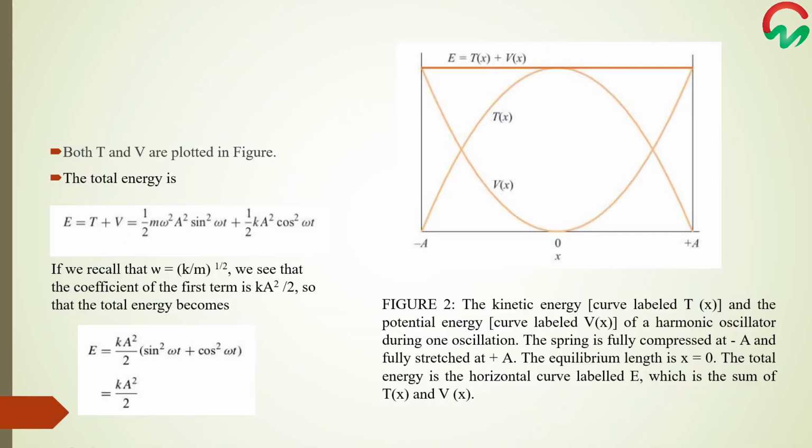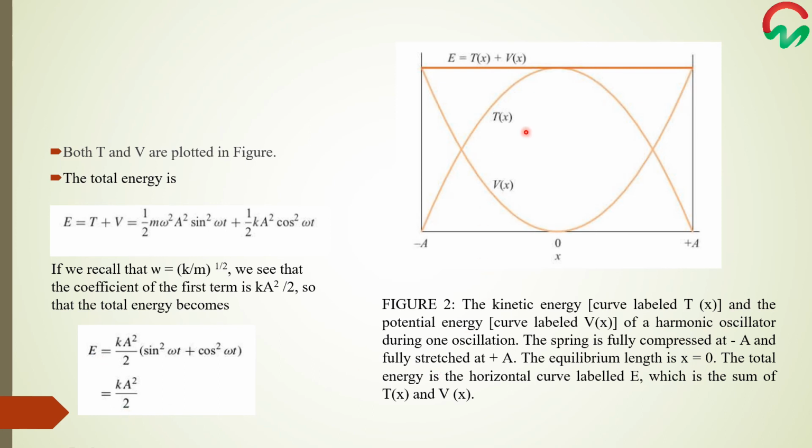Students, both T and V are plotted in this figure, and the total energy of the harmonic oscillator, which is the sum of kinetic energy and potential energy, is given as 1 by 2 m omega squared a squared sin squared omega t plus 1 by 2 k a squared cos squared omega t. And if we recall that omega is equal to the square root of k by m, we see that the coefficient of the first term is k a squared by 2, and thus the total energy becomes E equals k a squared by 2 times (sin squared omega t plus cos squared omega t). And we know that sin squared omega t plus cos squared omega t is equal to 1. So the total energy E becomes k a squared by 2.